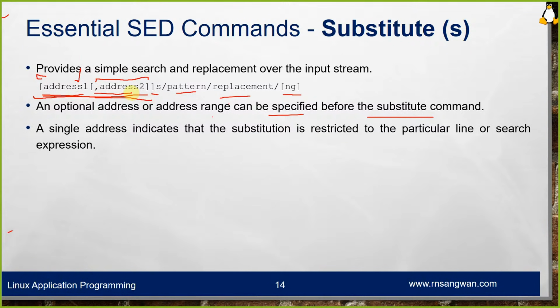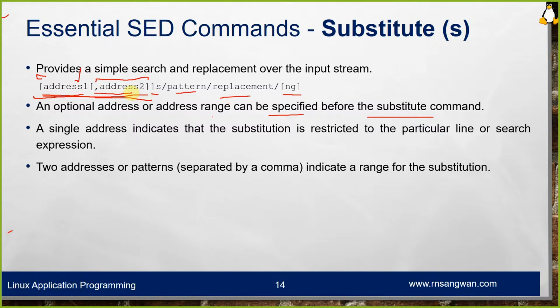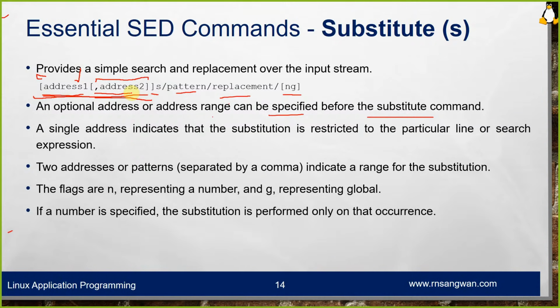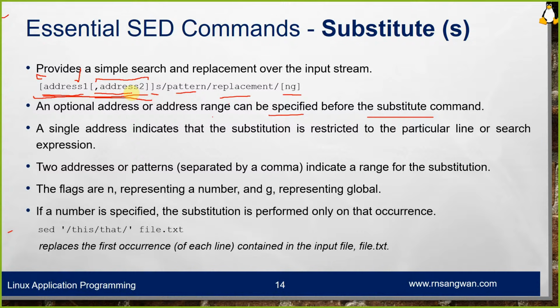A single address indicates that the substitution is restricted to a particular line or search expression. Two addresses or patterns separated by a comma indicate the range for the substitution. The flags are N, representing the occurrence number, and G representing global. If a number is specified, the substitution is performed only on that occurrence in the line, like the fifth occurrence in the line, second occurrence in the line, first occurrence in the line. G means all occurrences in the line. We have seen that example. Like this, that, we do not specify anything. So this will by default replace only the first occurrence.